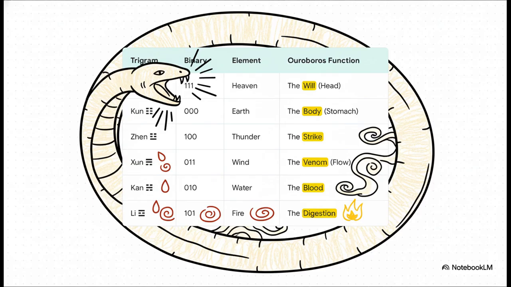It's brilliant. Qian, which is all yang lines, 1, 1, 1, is pure creative will. That's the head. Kun, all yin lines, 0, 0, 0, is the receptive body, the stomach.